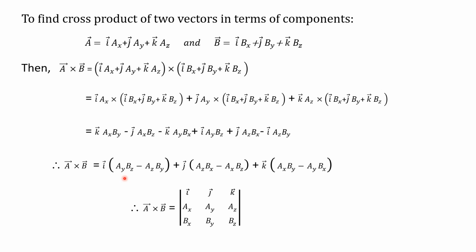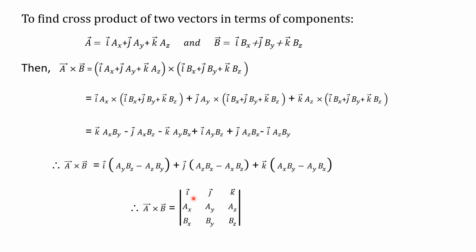Ay Bz minus Az By is the component along unit vector i. Az Bx minus Ax Bz is the component along unit vector j. Ax By minus Ay Bx is the component along unit vector k. Therefore, the cross product of the two vectors we write in terms of the determinant. Vector A cross B is equal to the determinant: first row the unit vectors i, j, k, second row the components of vector A, Ax Ay Az, and third row the components of vector B, Bx By Bz. So we get a determinant with three rows and three columns.